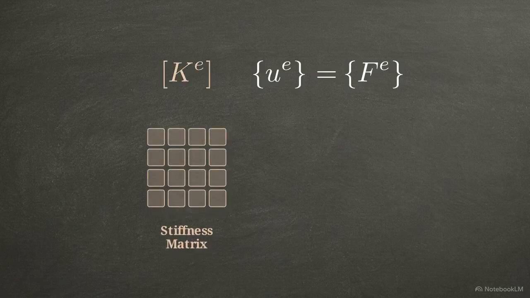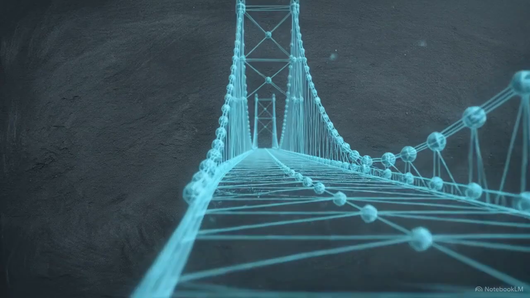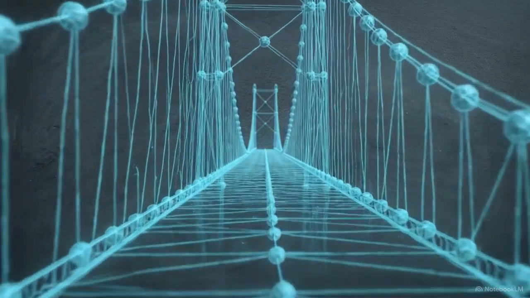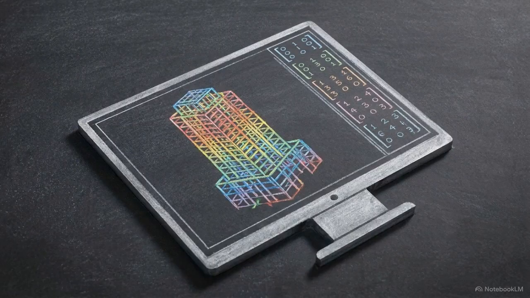This equation isolates three components: the stiffness matrix, the displacement vector, and the loading vector. Formulating this equation for a single 1D beam element provides the core logic for nearly all structural simulation. This translation from physical bending into a discrete mathematical syntax is what allows modern engineering software to function.